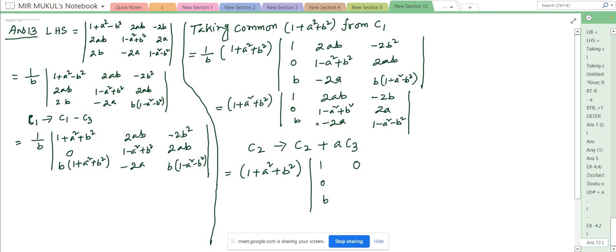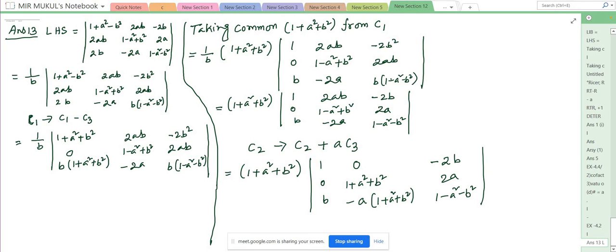Multiply here a and then add. Then what you will get? 1 plus a square plus b square. Here multiply a and then add. So here we take common minus a. Then you will get 1 plus a square plus b square. So here minus 2b, then 2a, 1 minus a square minus b square.